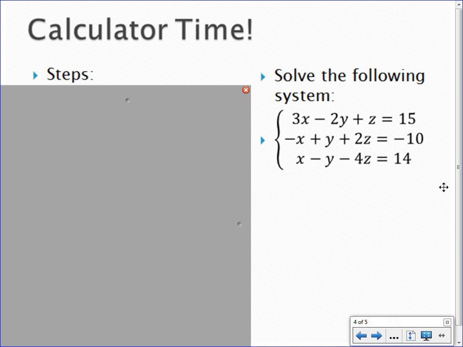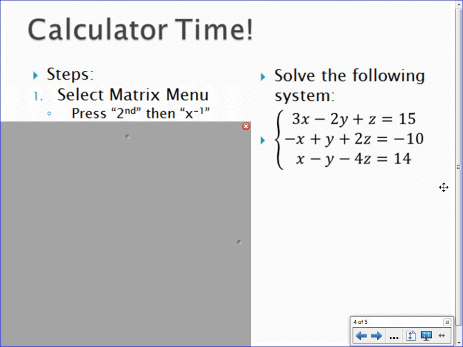We are going to be solving the following system. Okay? So first of all, you need to find the matrix menu. It's when you press second and then the X to the -1 button. It should say matrix right above it. Second, and then where the X to the -1 is, that's your matrix menu. Matrix.